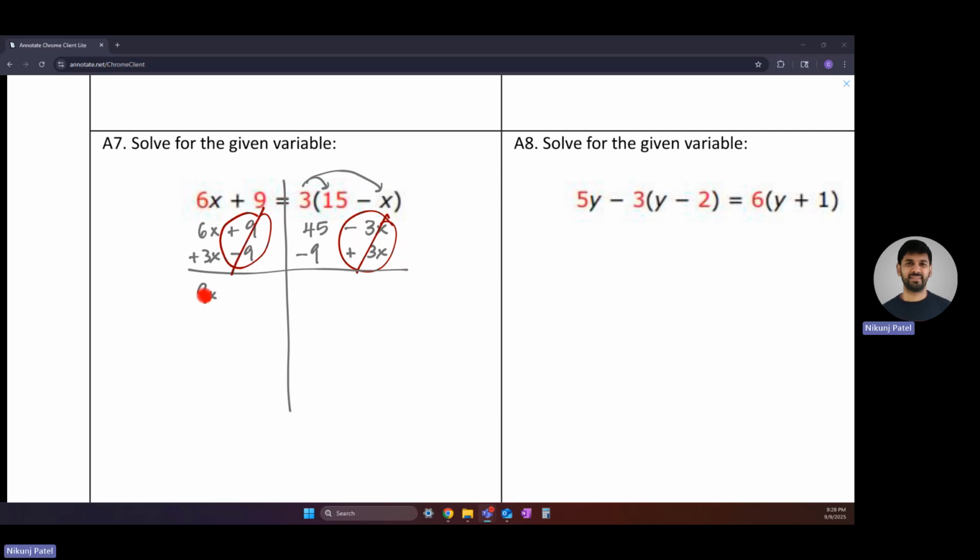So we got 9x, these inverted. We have 45 minus 9 and these inverted. So we're just going to do this 45 minus 9 right here. And that puts us at 36. 9x equals 36. Divide by 9 on both sides because we want x to ultimately isolate. X equals, you should get 4 right here.